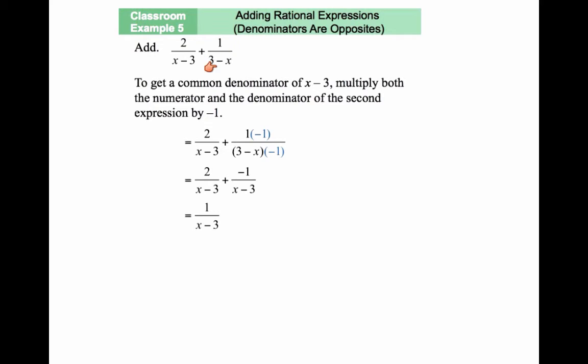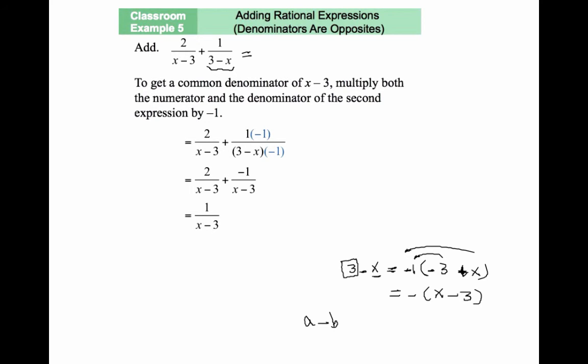Add 2 over x minus 3 with 1 over 3 minus x. Remember we said if I have x minus 3 and 3 minus x, I can make this look alike by factoring a minus 1. So let's do that here. If I have 3 minus x and I factor a minus 1, what times minus 1 gives me the first term? Here would be minus 3. What times minus 1 gives me the second term? That would be plus x. So if I factor a minus 1 out, I get minus x minus 3.